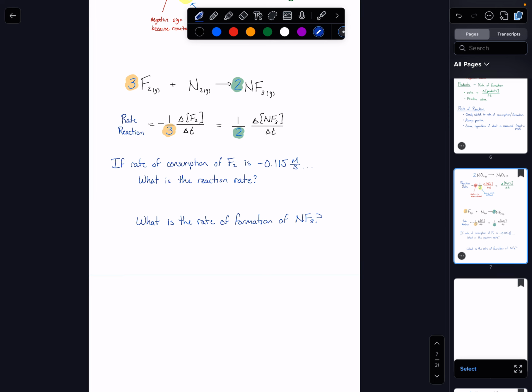All right, so everybody take a second. See if you can't tell me what the rate of this reaction would be, as well as what the rate of formation of our product would be.